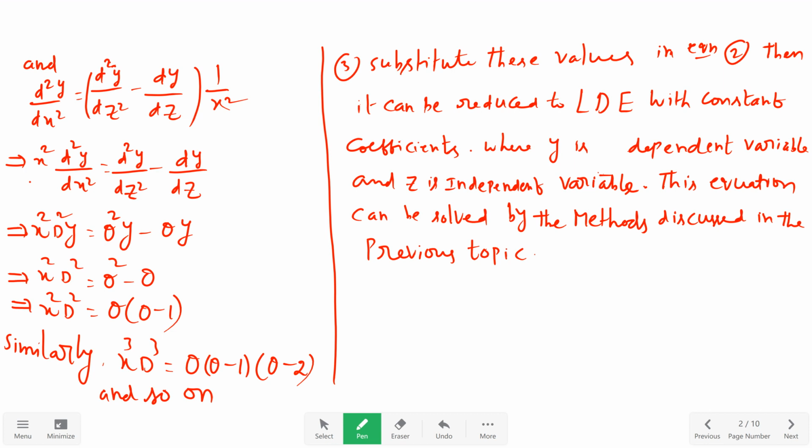In this equation, y is the dependent variable and z is the independent variable. Next, this equation can be solved by the methods discussed in the previous topic. The previous topic is the solution of second and higher order linear differential equations with constant coefficients.